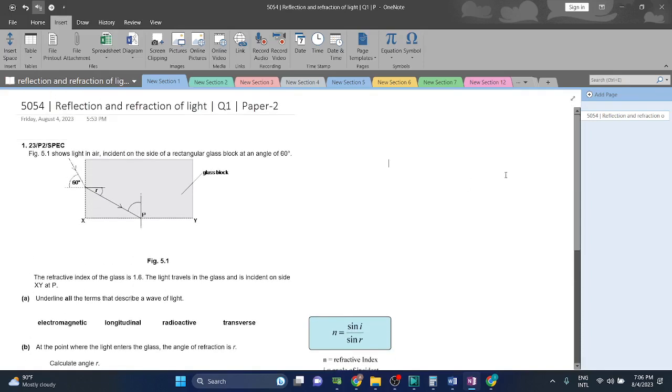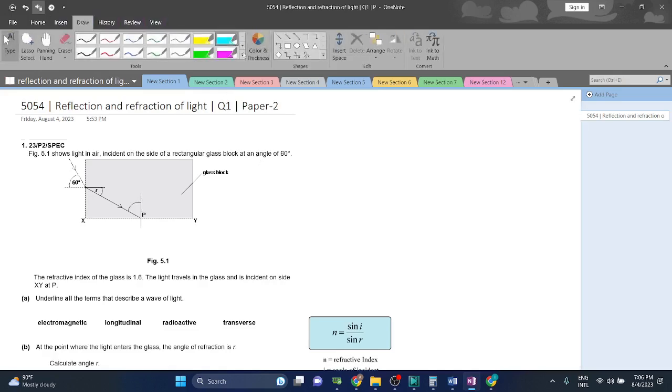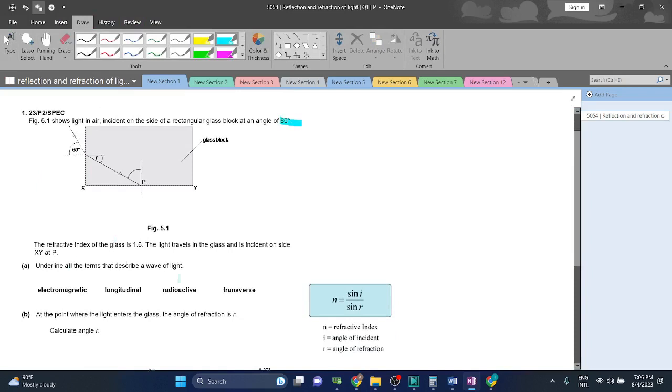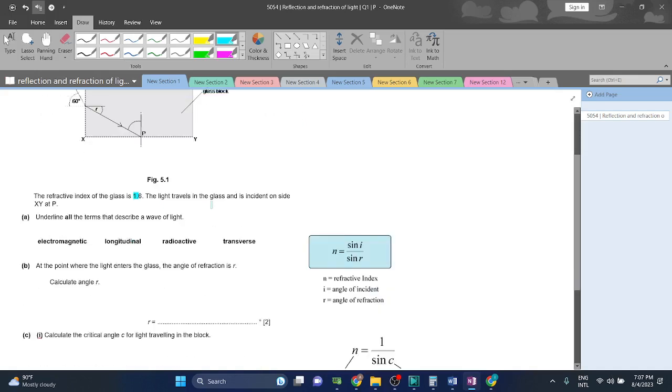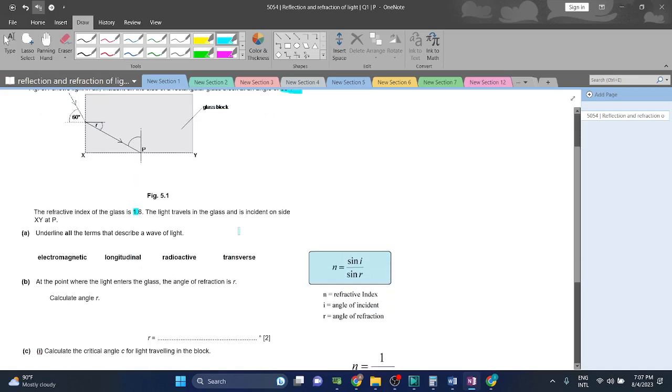So yeah. Question 1. Figure 5.1 shows light in air incident on the side of a rectangular glass block at an angle of 60 degrees. This is a 60-degree angle. The refractive index of glass is 1.6. The light travels in the glass and is incident on side xy at P. Underline all the terms that describe a wave of light.